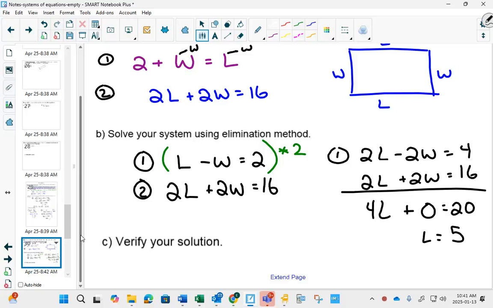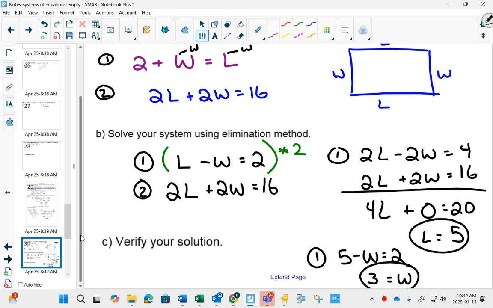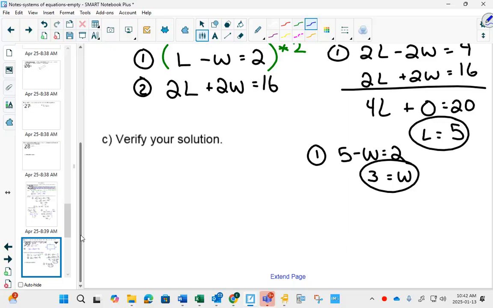I can now go back to equation number 1, and if L is 5, 5 minus W equals 2. Move the W to this side, move the 2 to this side. The length is 5, the width is 3.